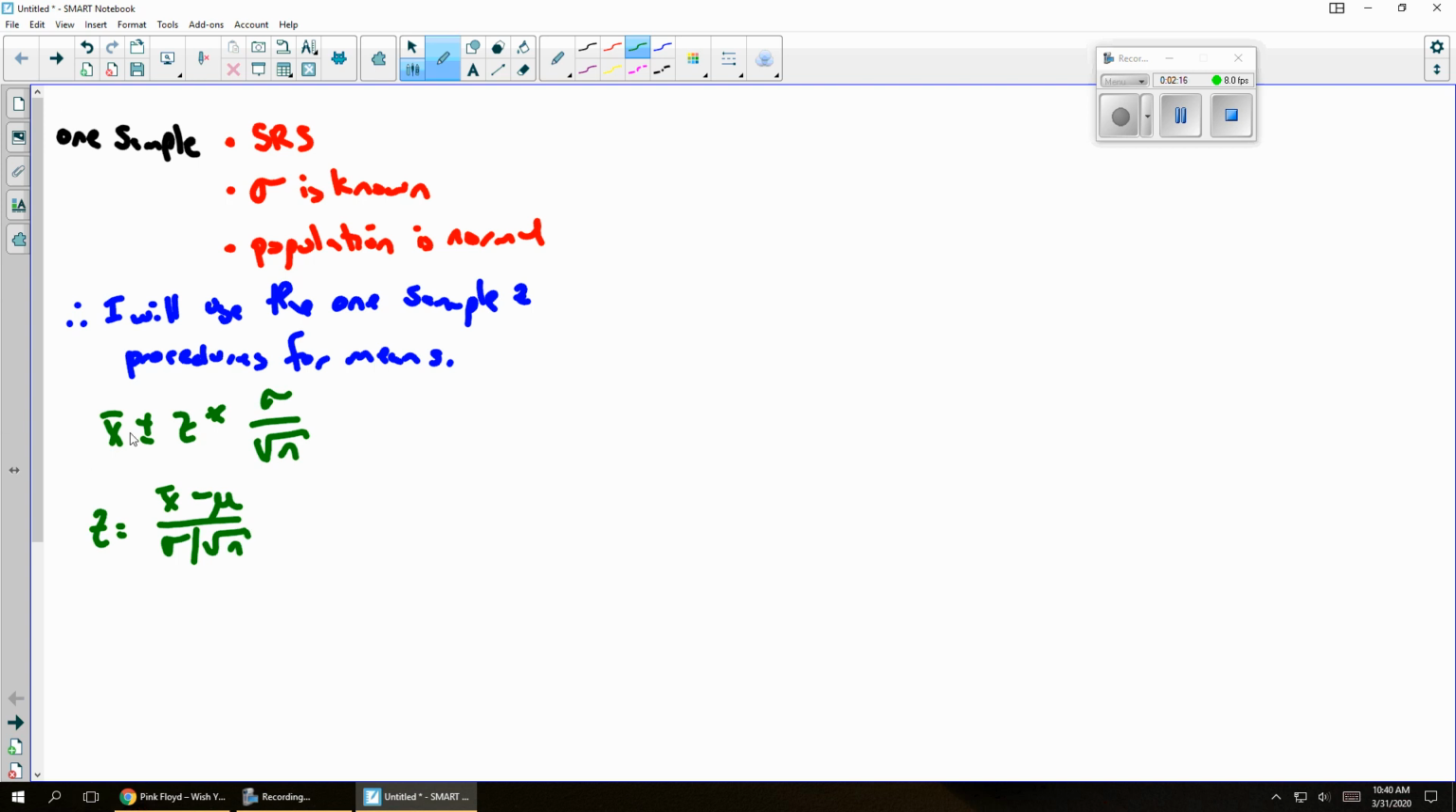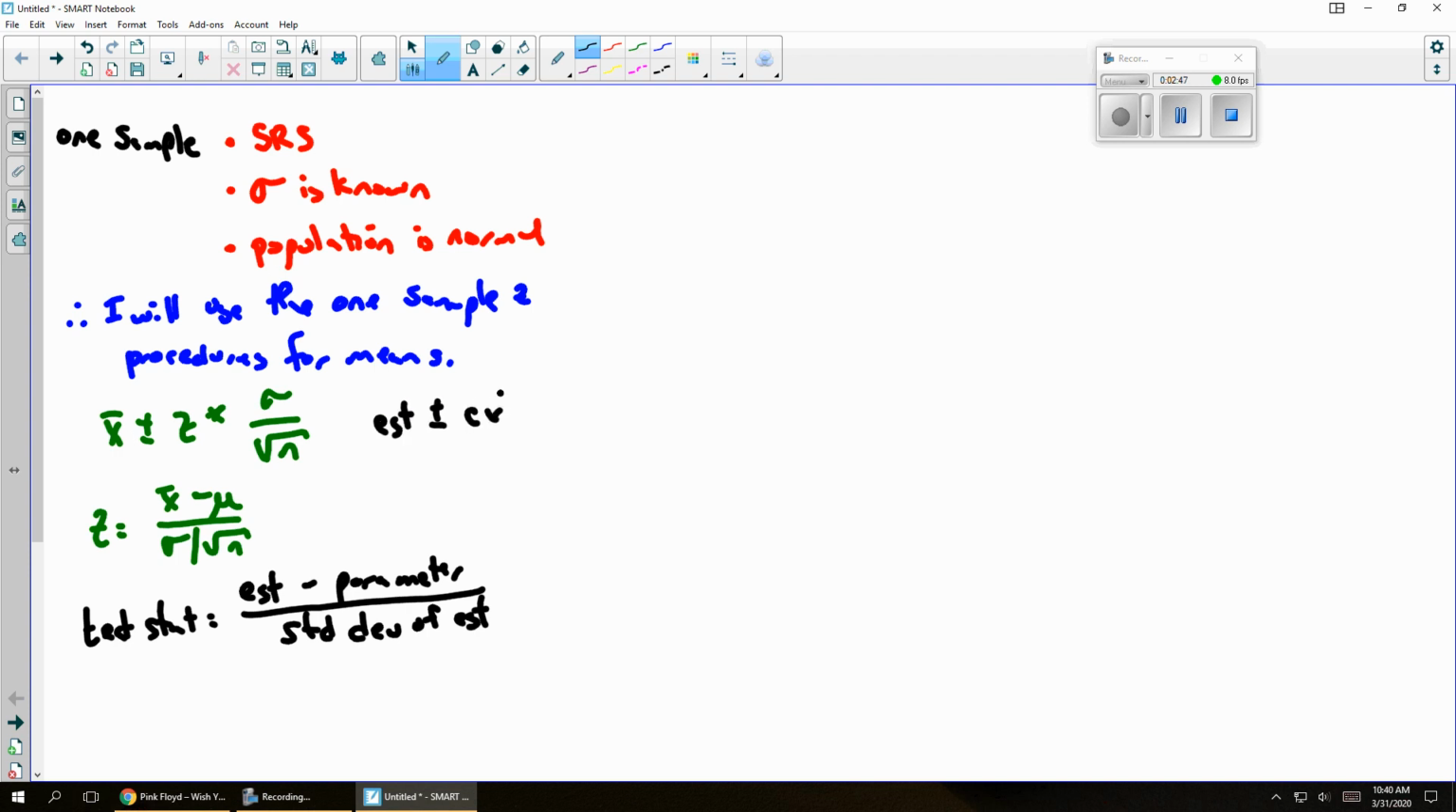What we've got in the hypothesis test is the test statistic equals the estimate minus the parameter over the standard deviation of the estimate. And so the estimate was x bar and the parameter was mu, and the standard deviation is that sigma over the square root of n. If it's a confidence interval, then it's the estimate plus or minus some critical value times the standard deviation of the estimate.